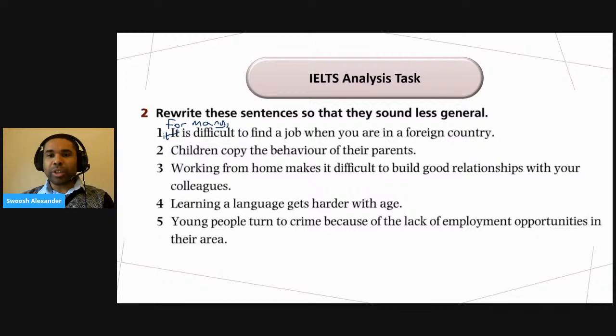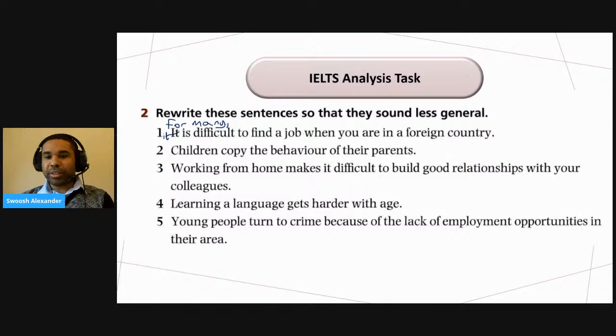So great, I can see some suggestions have come in. So Alice said it's often difficult. That's another way we could do this. So yeah, instead of using for many, we can use an adverb of frequency. It's often difficult to find a job. Safa has the suggestion that I made, for many, very good.